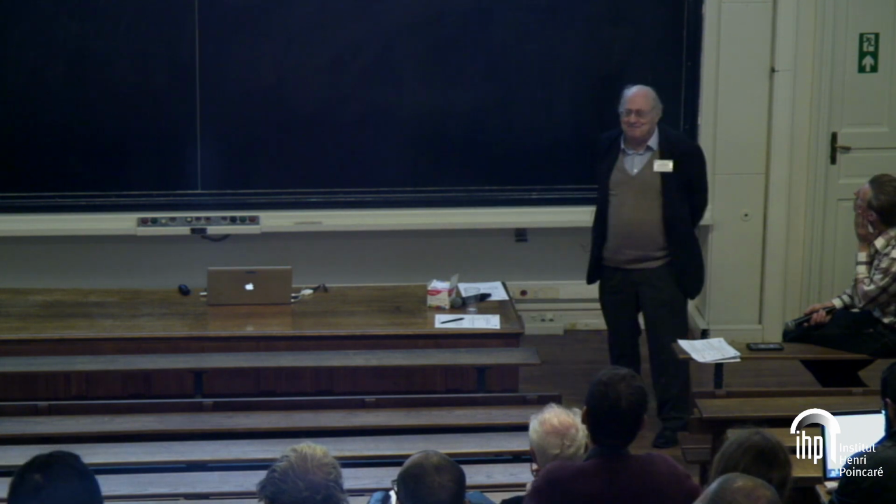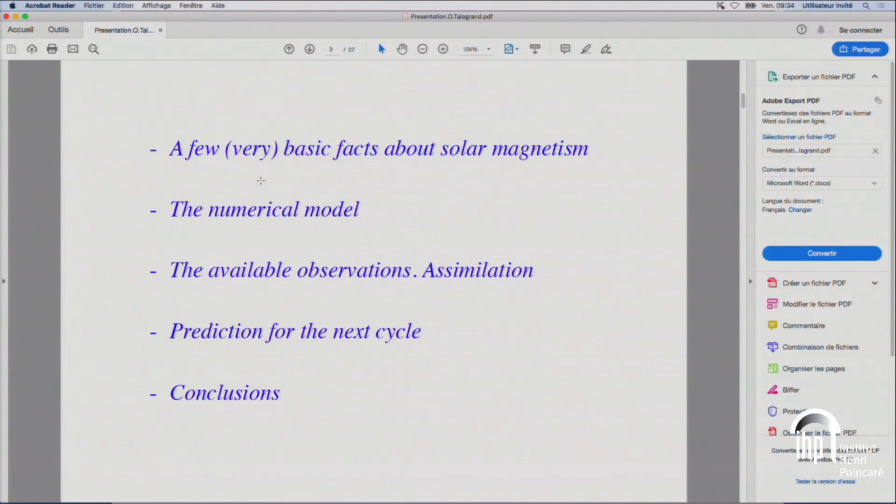So I'm going to say a few very basic facts about solar magnetism, describe briefly the numerical model that we've been using for our work, describe the available observations and the assimilation experiments which we have made, both twin experiments and assimilation of real observations. And I'll end with a prediction for the next cycle and a few conclusions.